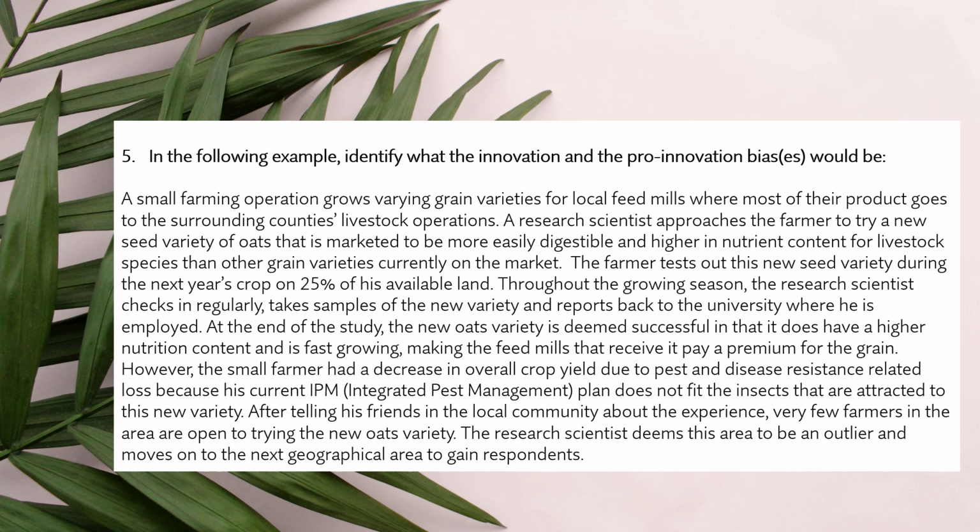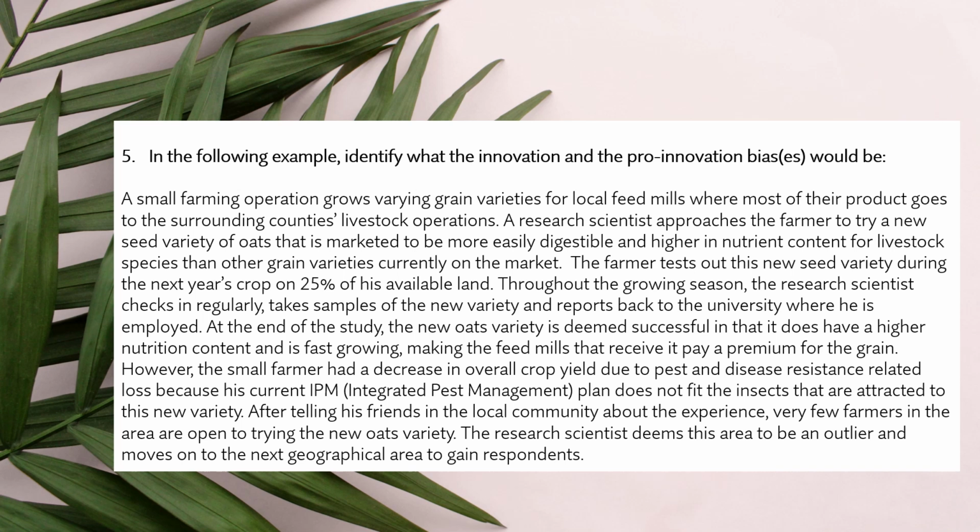A small farming operation grows varying grain varieties for local feed mills where most of their product goes to the surrounding county's livestock operations. A research scientist approaches a farmer to try a new seed variety of oats that is marketed to be more easily digestible and higher in nutrient content for livestock species than other grain varieties currently on the market. The farmer tests out this new seed variety during the next year's crop on 25% of his available land. Throughout the growing season, the research scientist checks in regularly, takes samples of the new variety, and reports back to the university where he is employed.